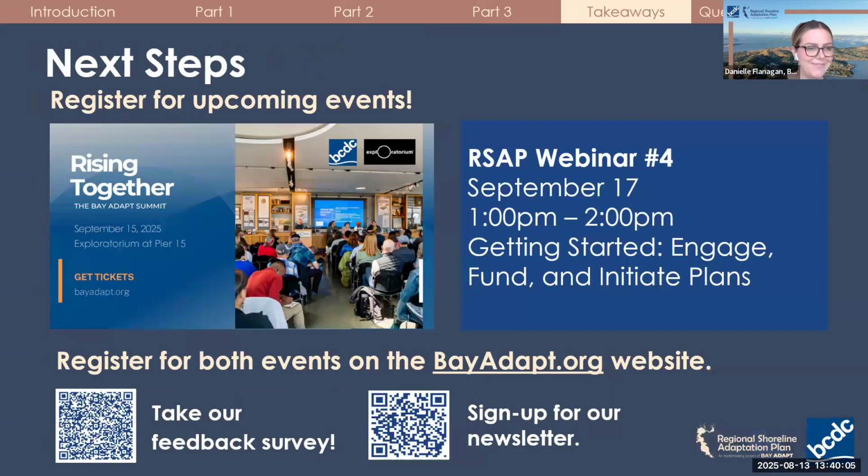Next slide. All right. Finally, we have some great upcoming events. First, we have the second annual Rising Together Summit on September 15th. Tickets are almost sold out, so please go and register soon if you want to go to that. And on September 17th, we have our final webinar in the summer series. Webinar 4 is all about getting started, including how to engage with BCDC, how to access funding, and how to really just begin developing your subregional plan. Additionally, we would love your feedback on the webinar or series, and for you to sign up for our newsletters so you can stay informed. So please also take a look at that.